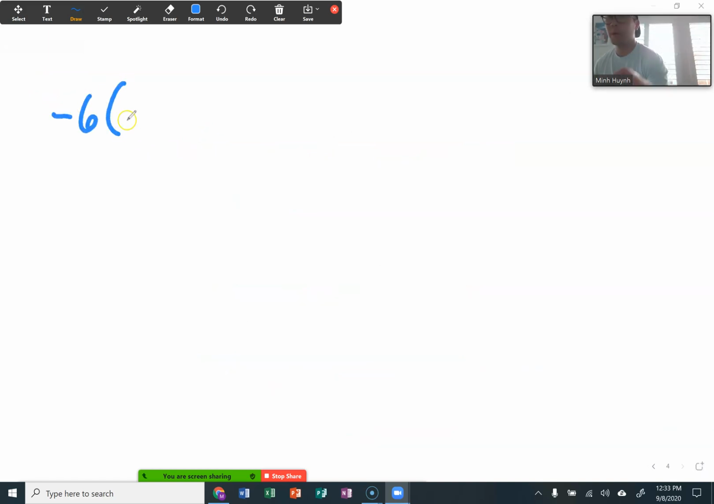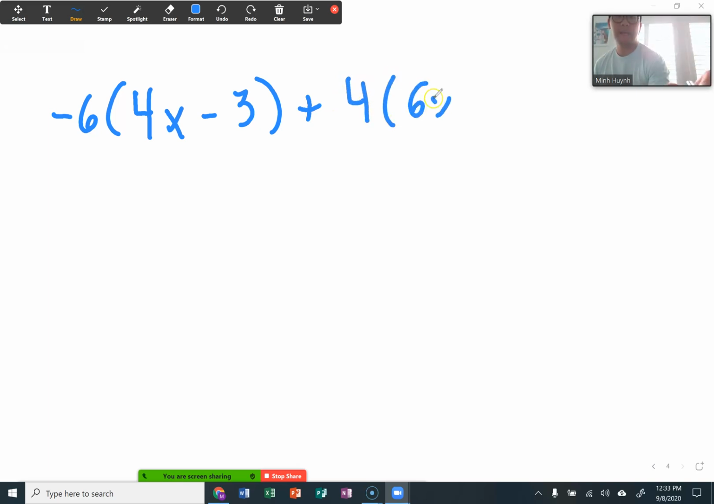-6 parentheses 4x minus 3 plus 6x plus 5 is equal to -2. And yes, I will sit here and admit that this looks very complicated, but it doesn't really have to be complicated. What you can do is start cleaning things up.